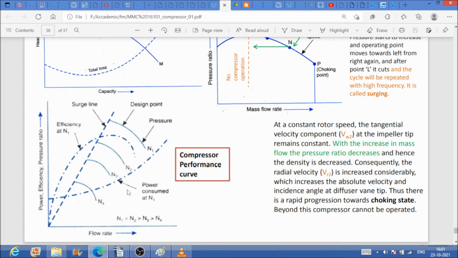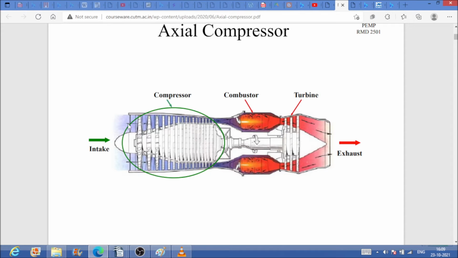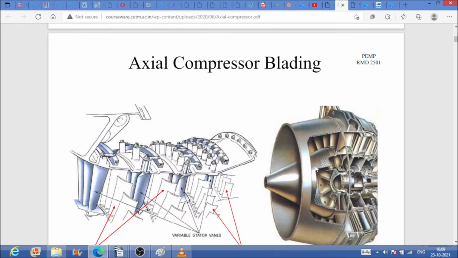Now next we will move to the axial flow compressor. The air intake takes place in the frontal area of the compressor. You can see the rotating blades as well as the stator blades, and this is the combustion chamber. The air is compressed and fed to the combustor, where the combustion of gases happens, and the hot gases are fed to the gas turbine, and it is exhausted. You can see one more picture here. These are the rotating blades which are attached to this hub.